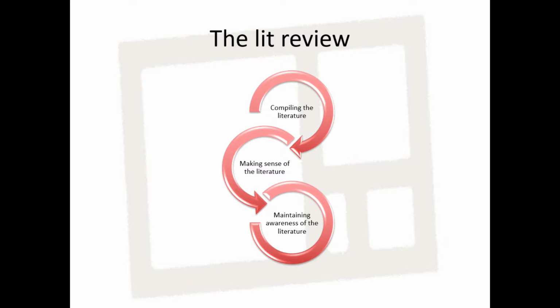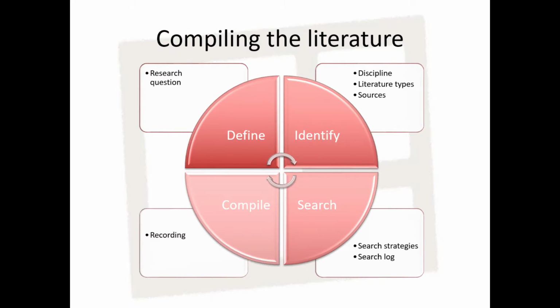So let's look at compiling the literature. Now, there are 4 phases to compiling the literature. The first is define. Here you start out with your research interests. You may not yet have a research question, but as you go on, you may develop your research question and define your keywords that you need to look for, your topics, or even refine your research question. That's why it's an iterative process, this process of defining and refining as you read.